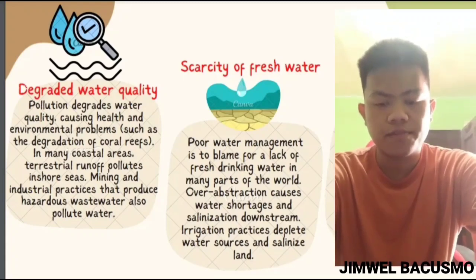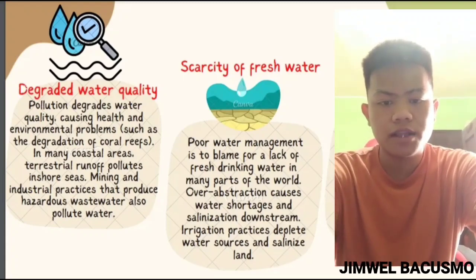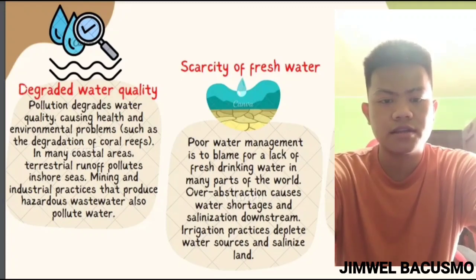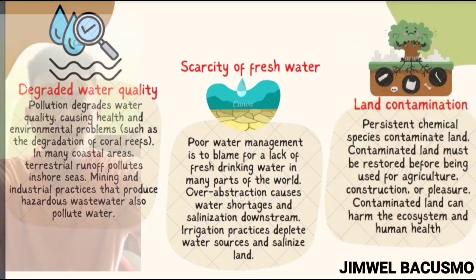Scarcity of fresh water. Poor water management is to blame for a lack of fresh drinking water in many parts of the world. Over-abstraction causes water shortages and salinization downstream. Irrigation practices deplete water sources and salinize land.